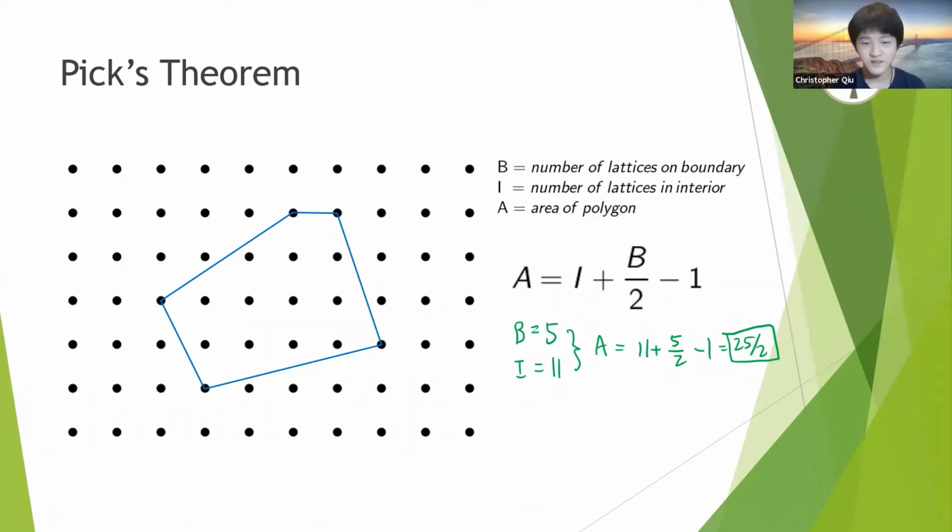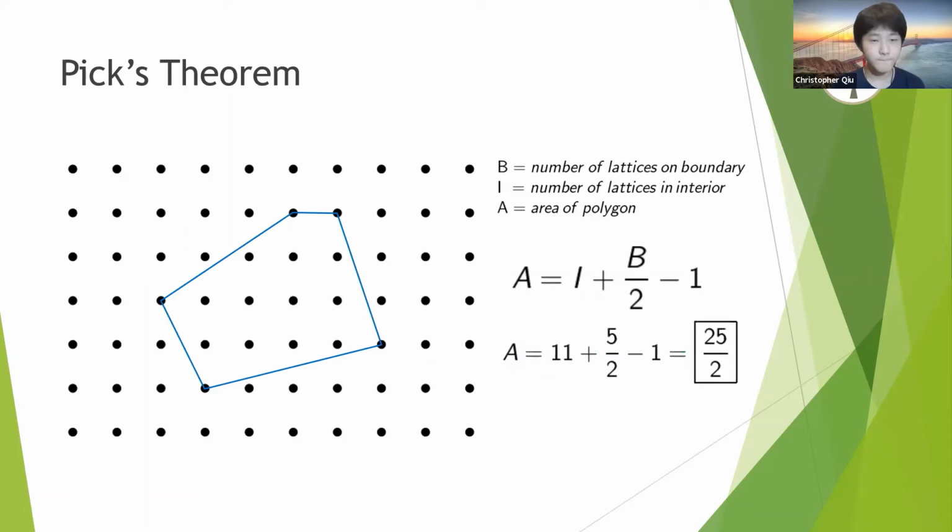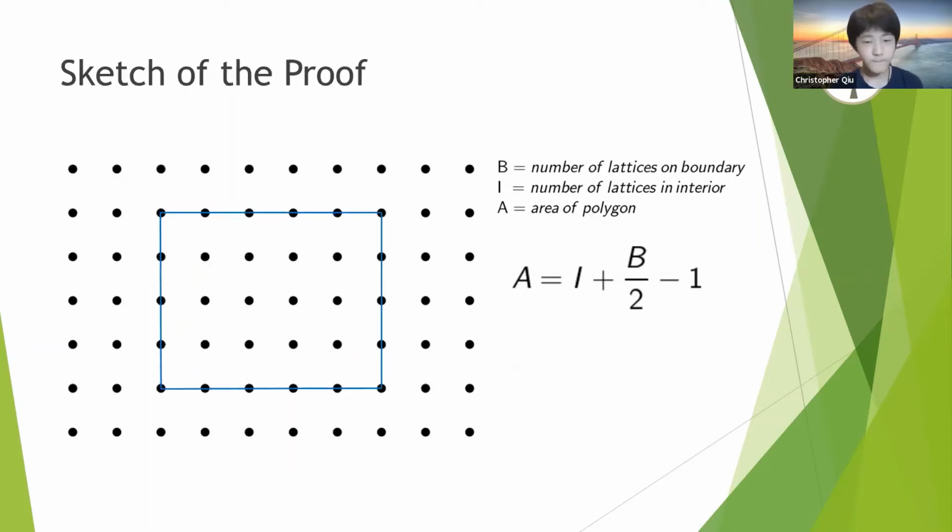Okay. All right, so now let's go over a sketch of the proof. So first, let's prove the result for a rectangle with sides parallel to the coordinate axes. And we have this rectangle here, and suppose it has a length of m and a width of n.